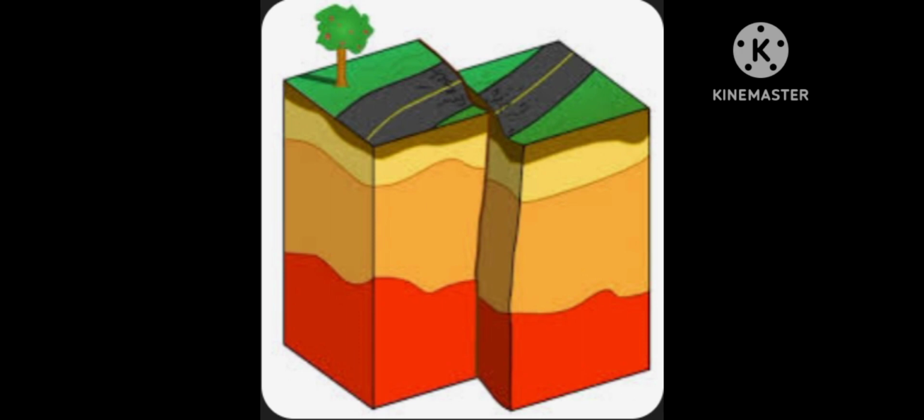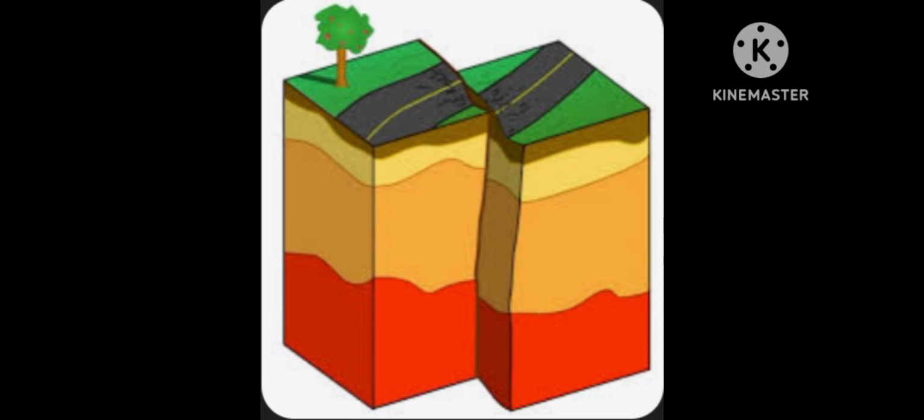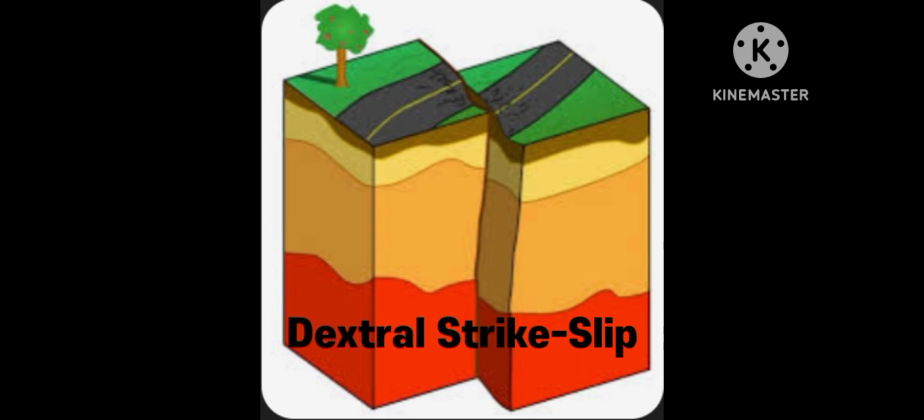For example, if an observer is standing on one side of the strike-slip fault and the block of rock opposite the observer is moving to the left, the fault is considered a left lateral strike-slip fault. This motion is also known as sinistral strike-slip fault. If the block of rock opposite the observer moves to the right, it is considered a right lateral strike-slip fault. This motion is also known as dextral strike-slip fault.